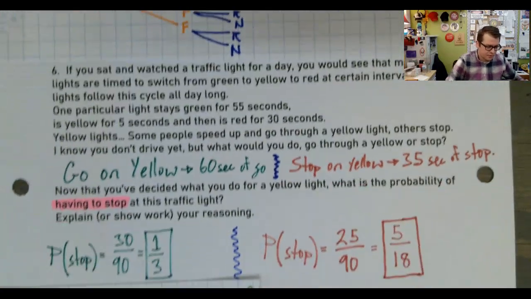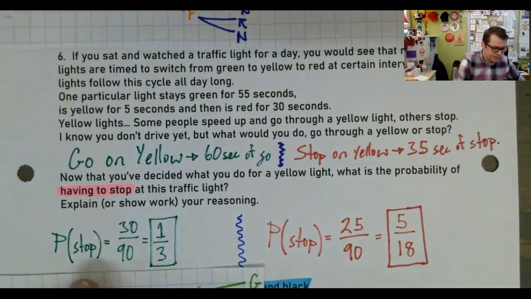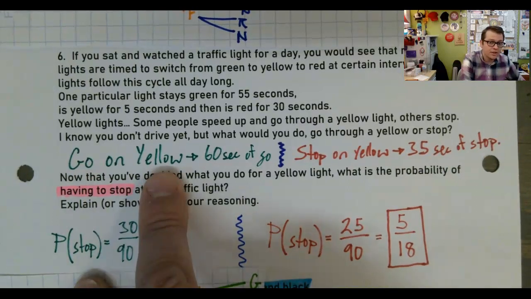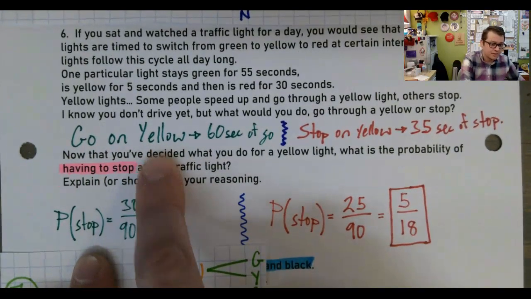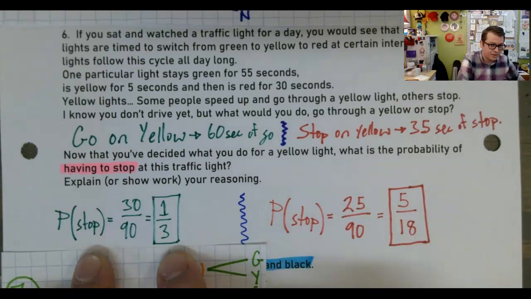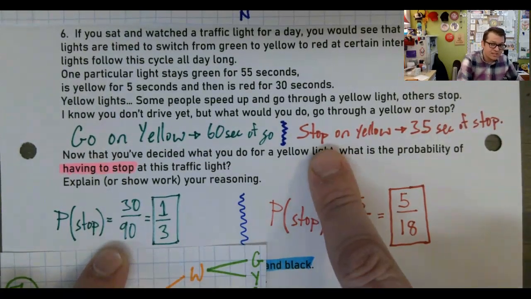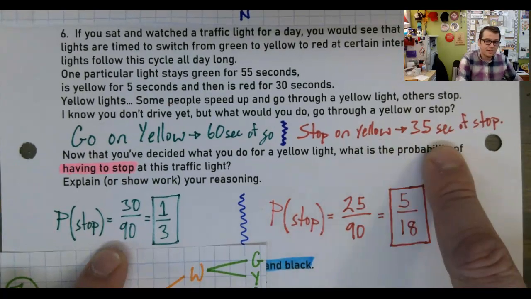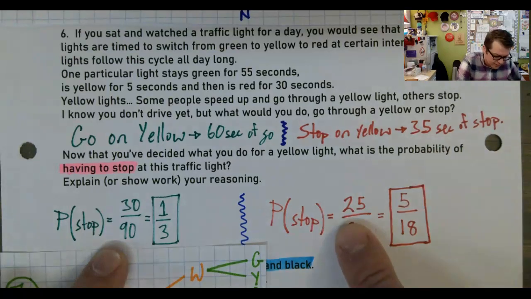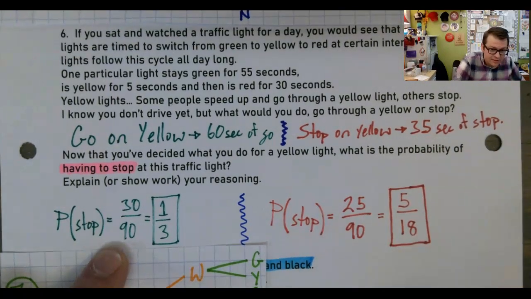So I solved it both ways. Your probability of stop, if you go on yellow, your probability of having to stop is 1 out of 3, or 30 over 90 if you did not simplify. If you stop on a yellow, that now means there's 35 seconds of stop. I think I did this wrong. I think that was supposed to be 35 over 90. Give me just a second here.